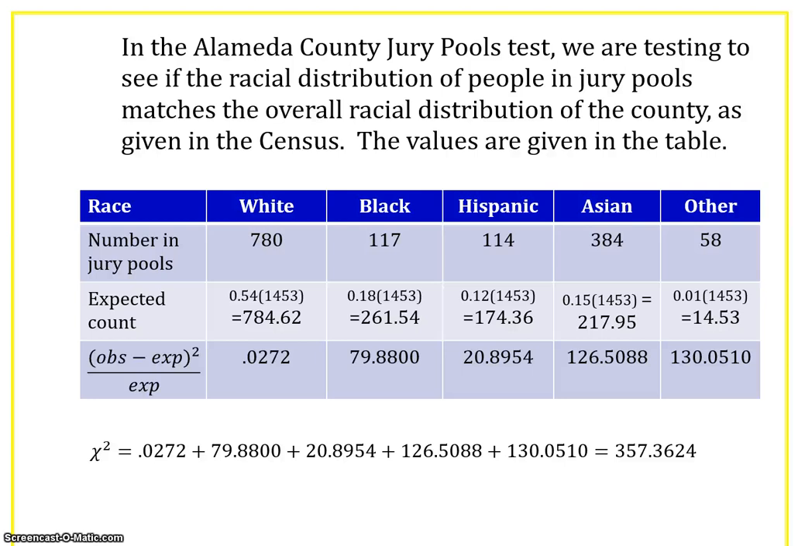Now I'm going to need to use StatKey to look up the p-value so I can draw a conclusion and decide whether or not to reject my null hypothesis. To do that, I need to know how many degrees of freedom there are for my chi-square distribution. Remember, the degrees of freedom are the number of categories minus 1. Here we have 5 different race categories, so I'll use 4 degrees of freedom. And again, I'm going to use StatKey to get the p-value.